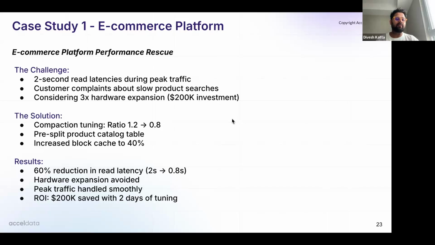Increasing the block cache to 40% improved the performance for repeat queries, which are common in e-commerce as users browse with similar products and categories. The result was a 60% reduction in read latency during the peak traffic period, completely eliminating the need for hardware expansion. The time investment was 2 days of analysis and tuning.